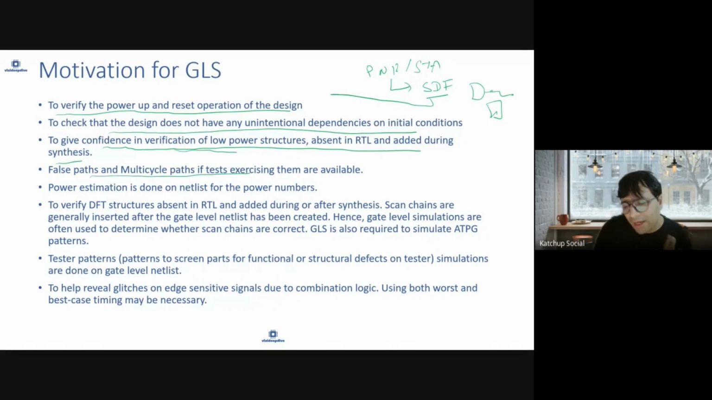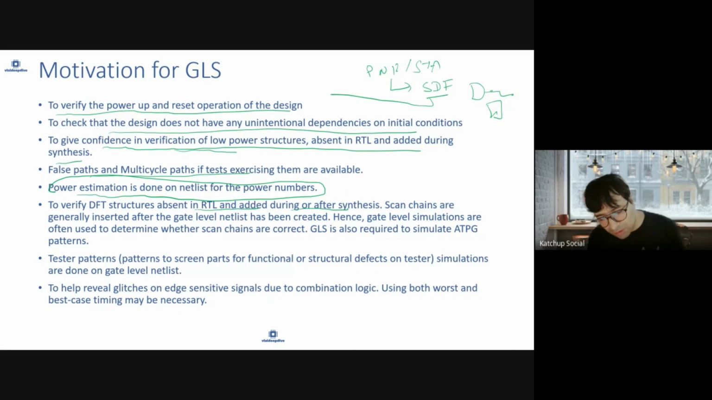In addition to that, power estimation is done based upon the switching activity, and that switching activity is calculated at the netlist using the netlist level simulation. So one of the motivations for gate level simulation is to help enable power estimation. Then for most of the companies, DFT structures are absent in RTL and added during synthesis or after that.